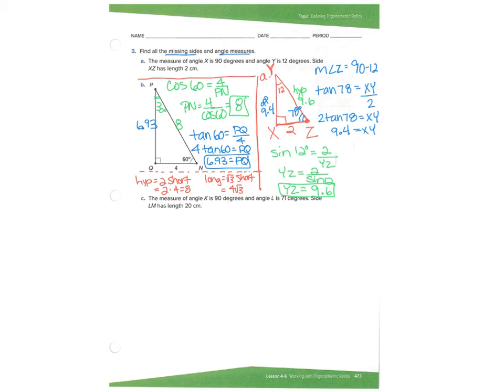I then had quite a few options to find PQ, but I decided to use tangent of 60, and when I did that, I found that PQ was 6.93. These are the answers I get when I use trig.